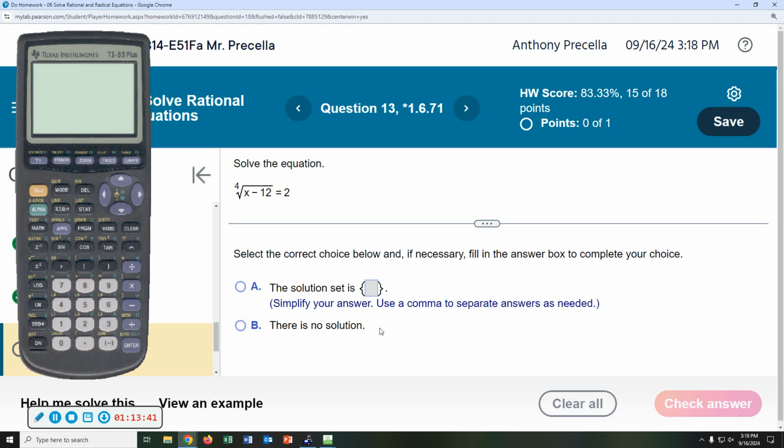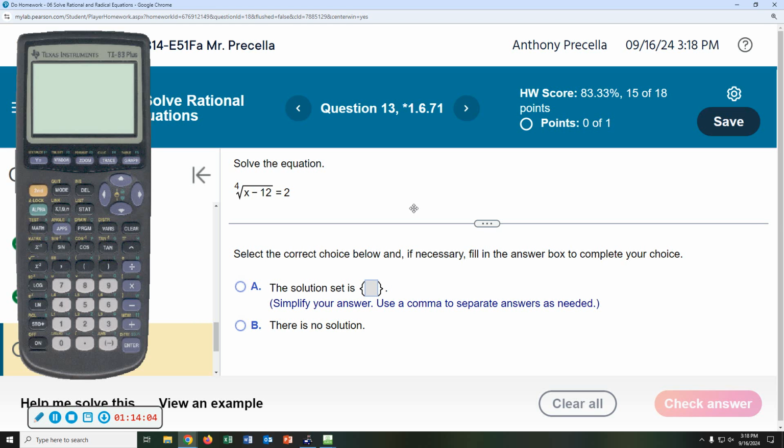X minus 12. What power are we going to have to raise both sides to? 4, because it's a fourth root. I think this is the first time the radical's already isolated. You're not going to have to move anything.